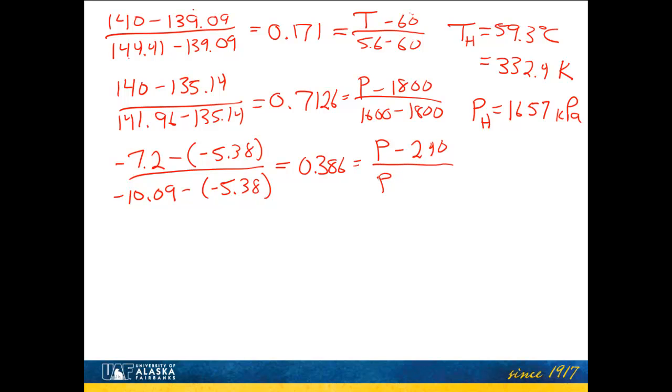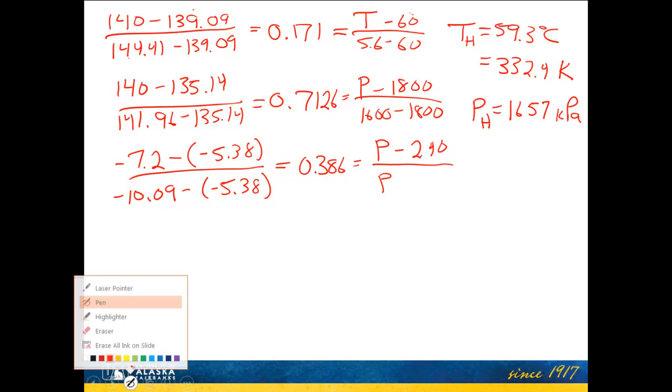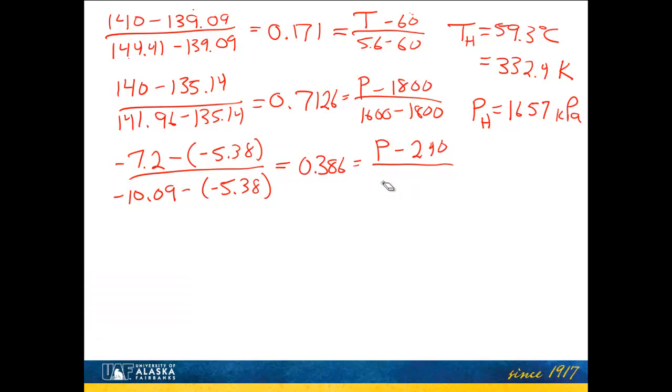Oops, I'm writing myself a little too fast here. So let's come back. That was between 200 and 240. Now I can solve for that pressure, and that pressure is 224.5. And that right there is the low pressure. So there's my high pressure, and there's my low pressure.